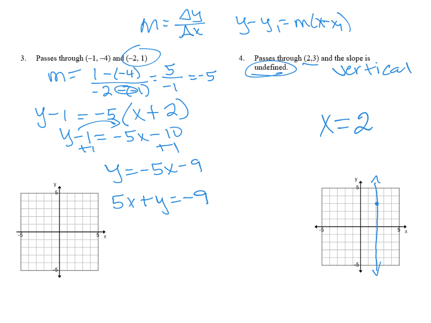X equals 2. So the key there is that since it's an undefined slope, it's a vertical line. So the equation is x equals whatever all of my x values are. In this case, all of my x values would be 2.